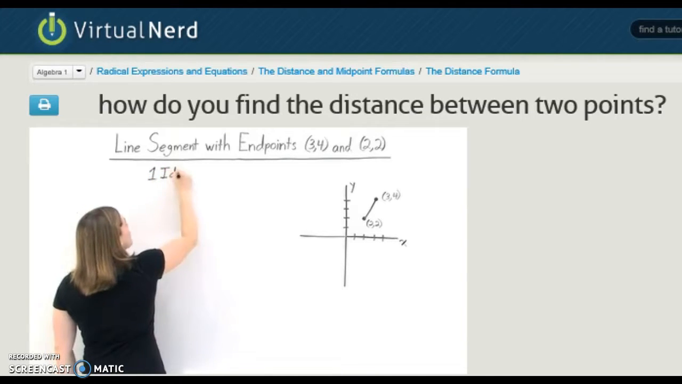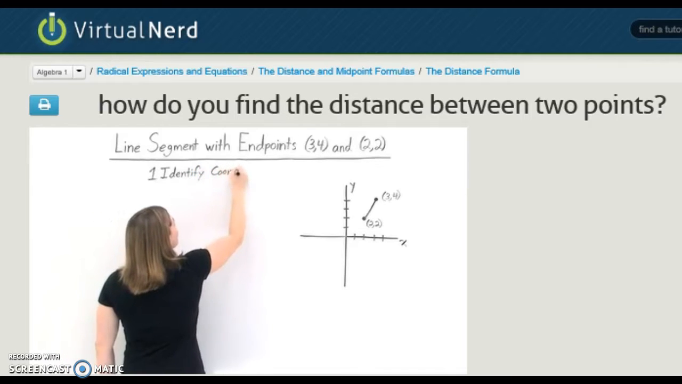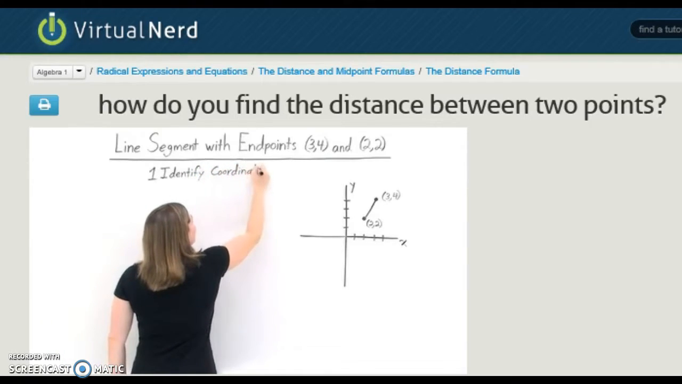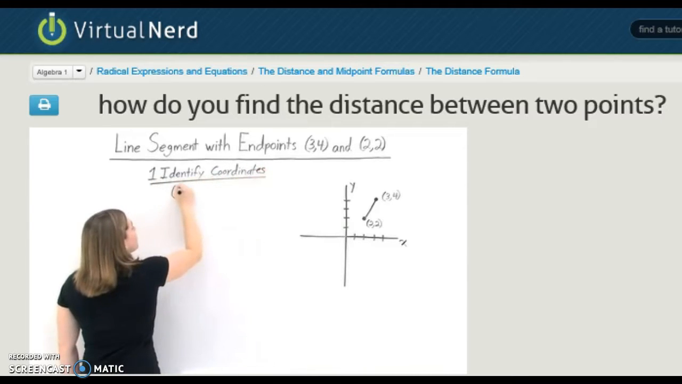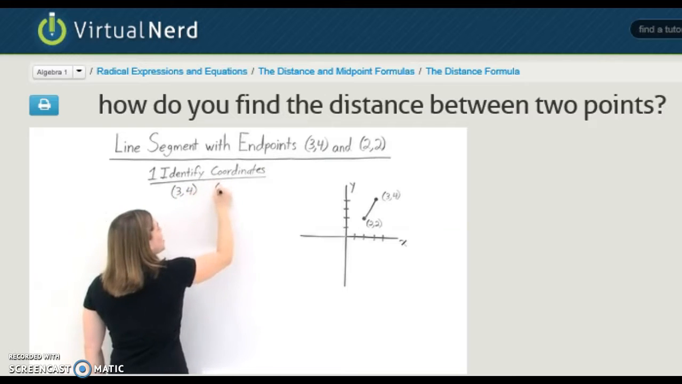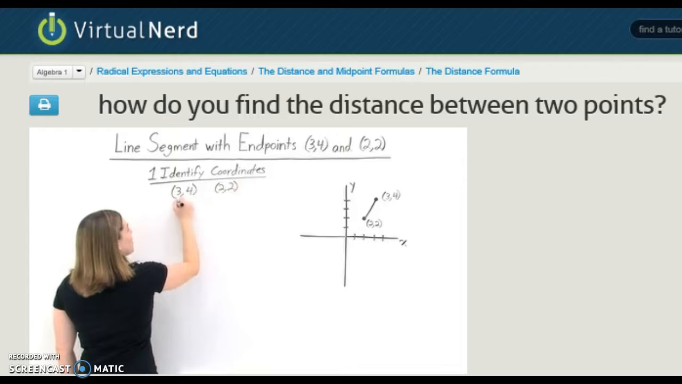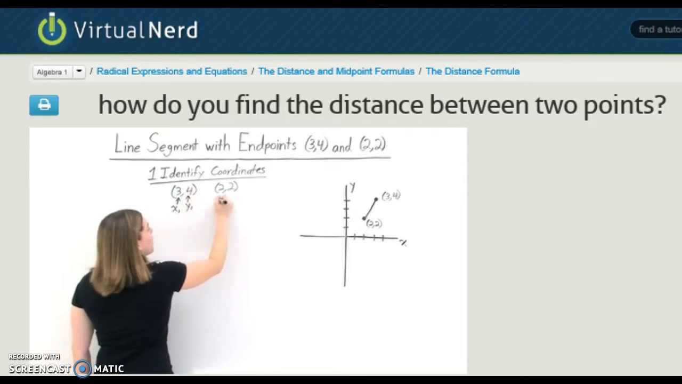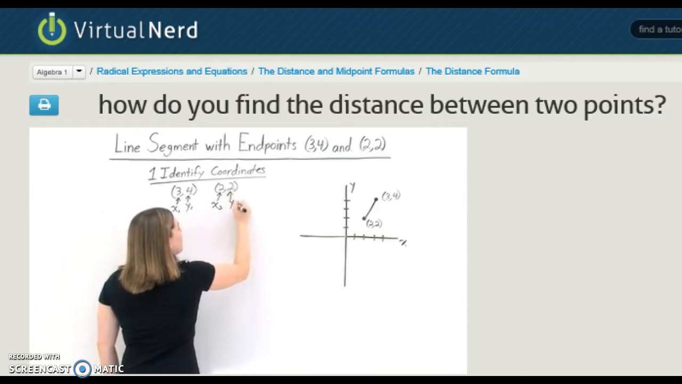This sounds like a job for the distance formula. But before we can use the distance formula, we need to identify the coordinates of our endpoints. So let's do that first. We have our two endpoints, (3, 4) and (2, 2). Now let's identify the coordinates. We'll have 3 be x sub 1 and 4 be y sub 1. Then we'll have x sub 2 and y sub 2.